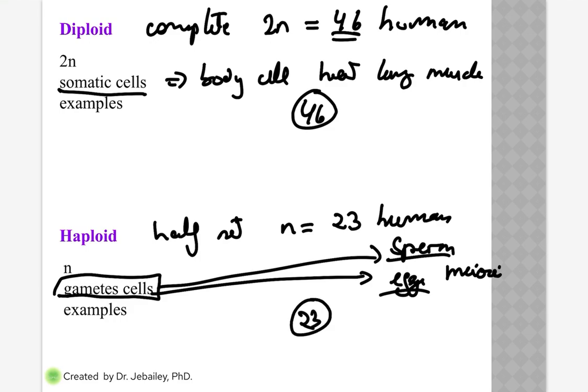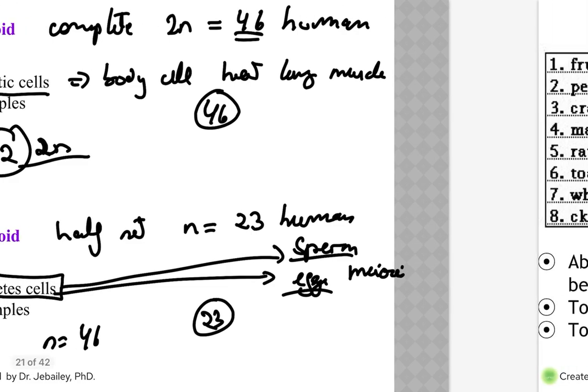That's what I mean by haploid. But let's just say you get a species that is, for instance, 92. That's its diploid. If diploid is 2n, what would its haploid be? Its haploid would be 46. So this is something that are the tricks.